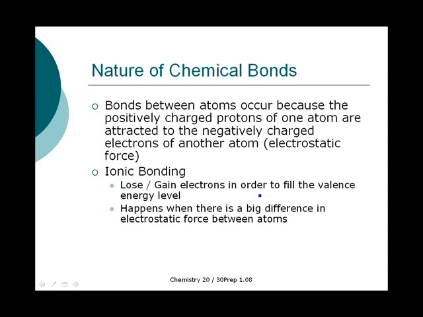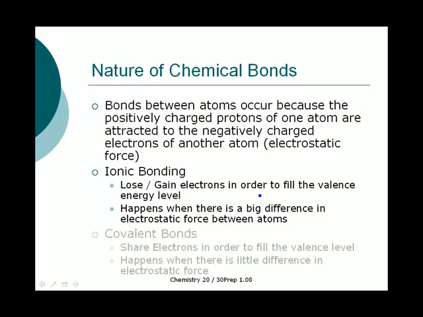For ionic bonding, the loss or gain of electrons in order to fill an energy level, it happens when there's a big difference in electrostatic force. So it happens when one atom isn't really all that attracted to some of its electrons, and another atom comes by and is really attracted to its electrons. And we'll show you what that sort of looks like. Covalent bonds happen when there's little difference in electrostatic force, or when both of those atoms are attracted to their own electrons the same amount, with the same magnitude.